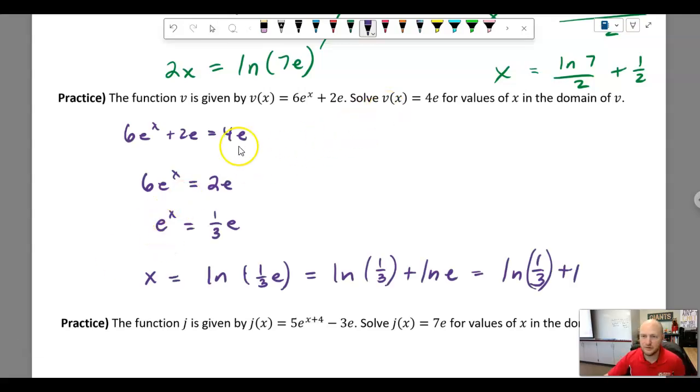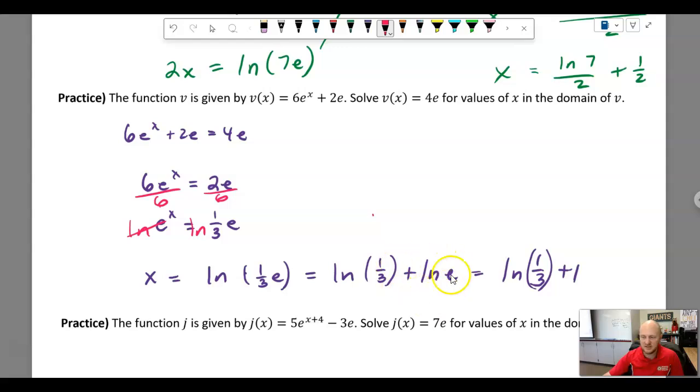Okay, for this example, we went ahead, combined like terms, moved that 2e over, and then I divided by 6. So divide each side by 6, and you get 1/3 e is equal to e to the x. Use a natural logarithm on each side in order to cancel out that base e. And then we get natural log of 1/3 e is your answer. You can go ahead and manipulate this. A couple things you can do. You can use the product property to separate them. So natural log of 1/3 plus the natural log of e.